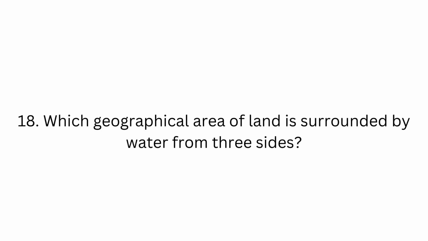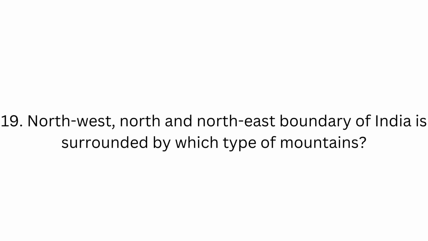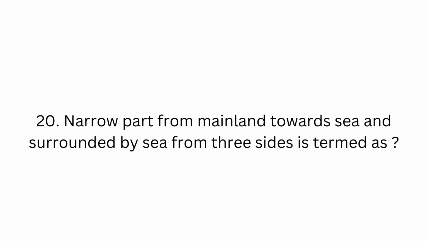And 18th question is which geographical area of land is surrounded by water from three sides? And the answer is peninsula. Moving to the 19th question, the northwest, north and northeast boundary of India is surrounded by which type of mountains? That is new fold mountains, Himalayas. Basically, it wants to say about the seven sisters of India. They are surrounded by the new fold mountains, or you can say Himalayas.